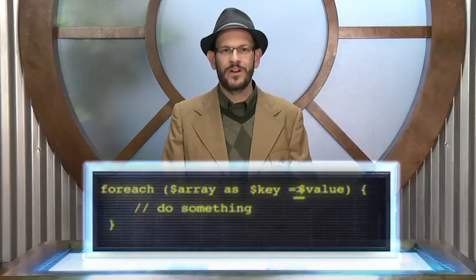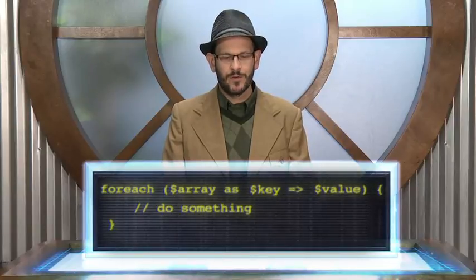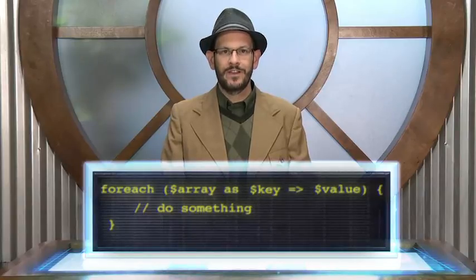We can modify our for each loop to load the key of the array element into a separate working variable using the double arrow operator. When we write the for each loop like this, we'll have 2 working variables inside the loop. One with the key of the element and one with the value.